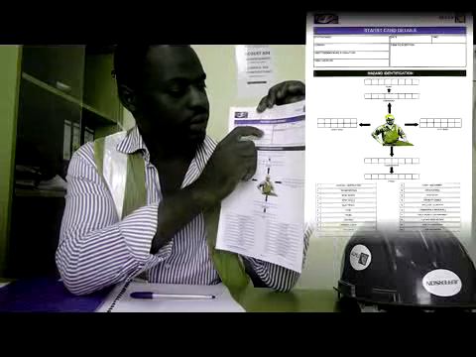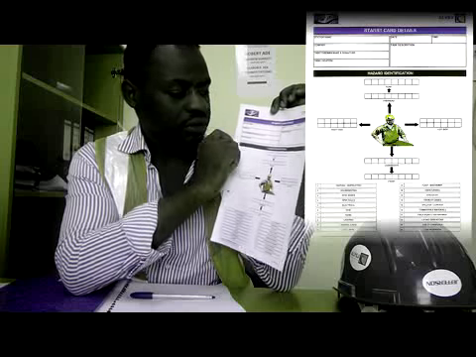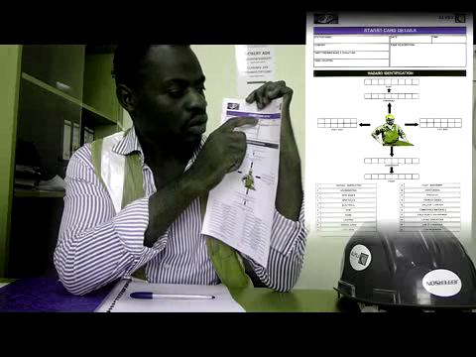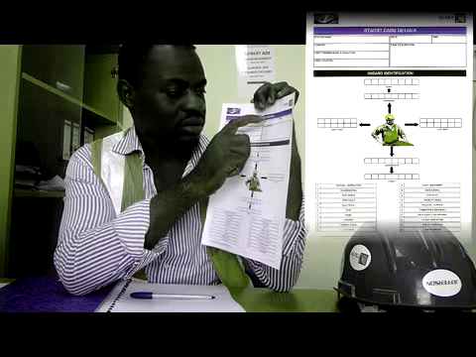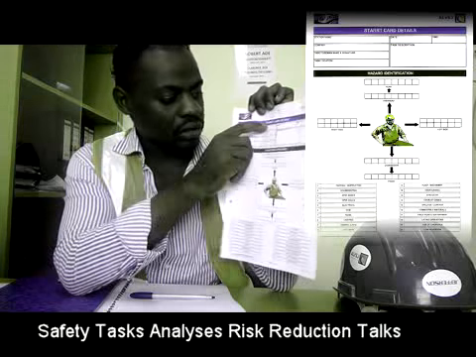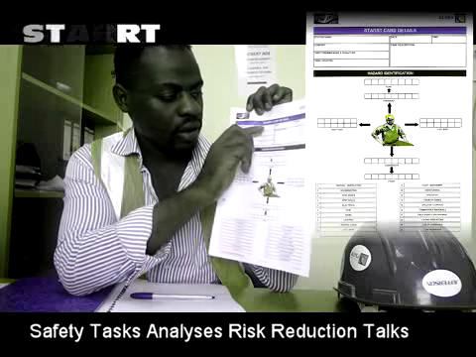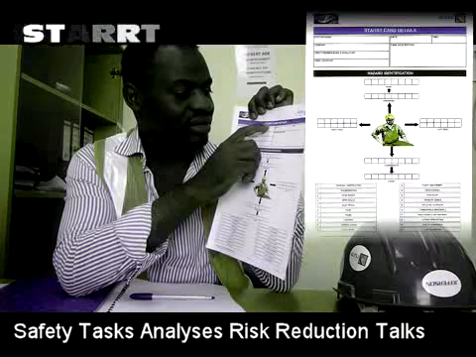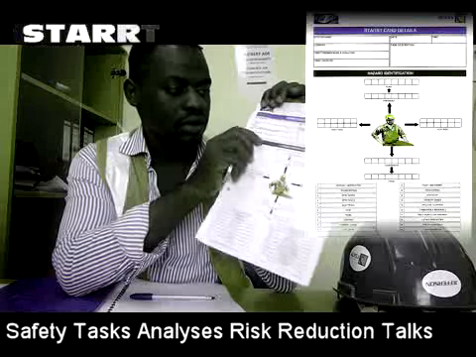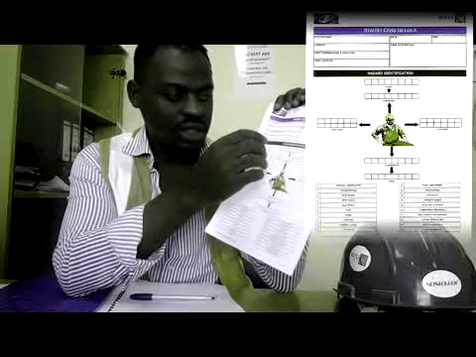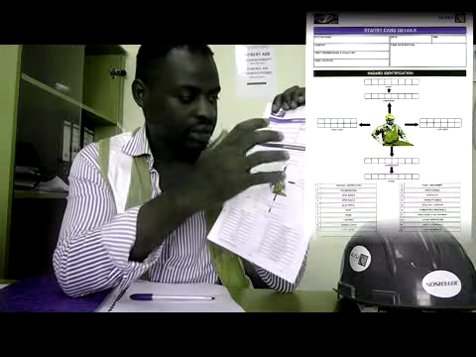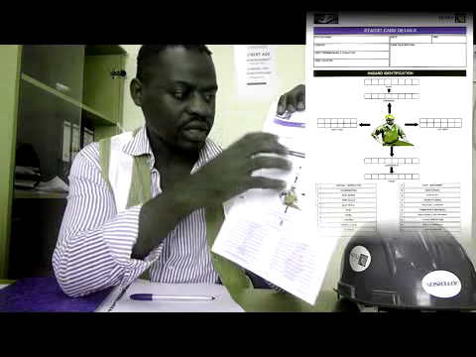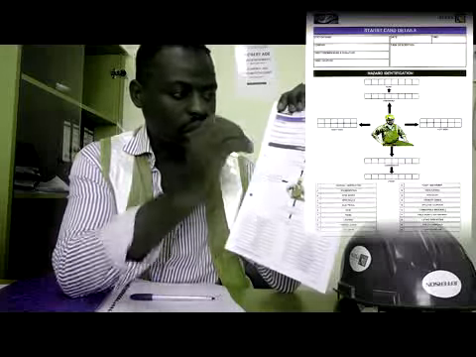If you can see carefully, this is the STARRT card. First of all, I would like to enlighten you on what the STARRT card is all about. The word STARRT, spelled S-T-A-R-R-T, stands for Safety Task Analysis Risk Reduction Talks. This is the very first thing a health and safety professional does when you come to site and you're in charge of implementing health and safety. This is how the day should look.